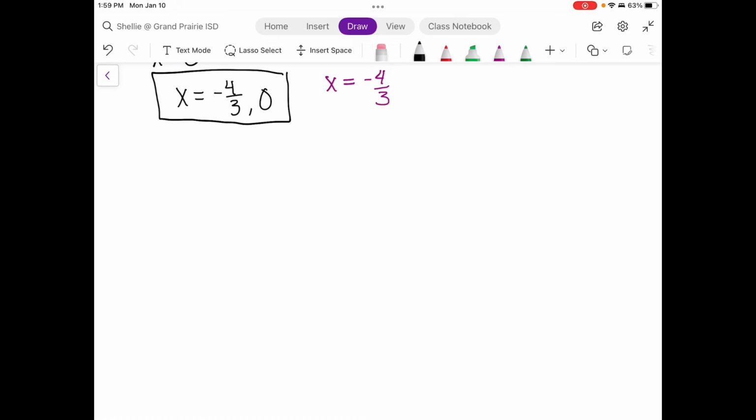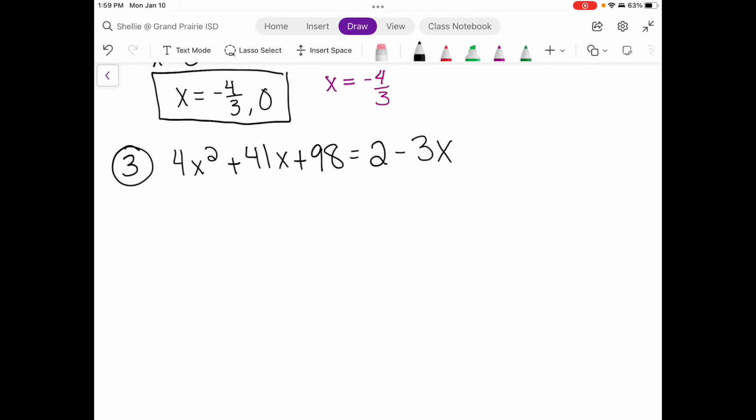Okay, one more example, and then we're finished with this one. So let's see if we can find something really, really juicy. Now this equation is absolutely lovely. The very first thing I see is that obviously this is not equal to 0. So I'm going to go ahead and set this equal to 0. I'm going to do that by doing the opposite. So I'm going to go ahead and subtract 2 and add 3x.